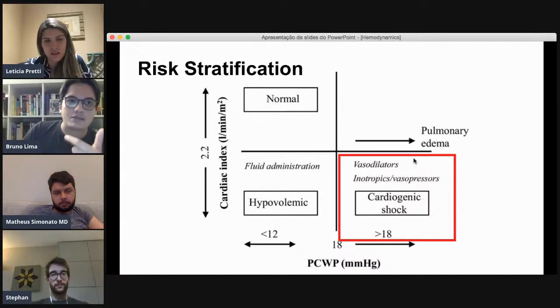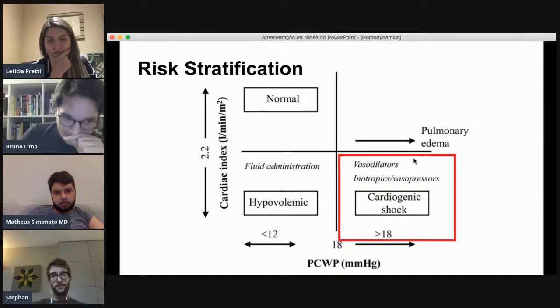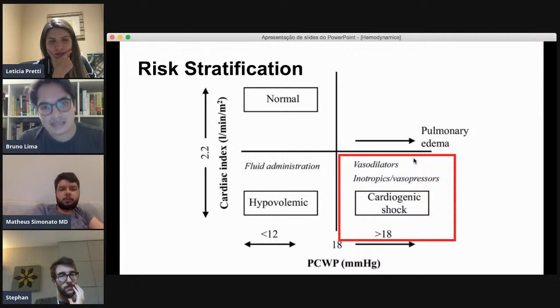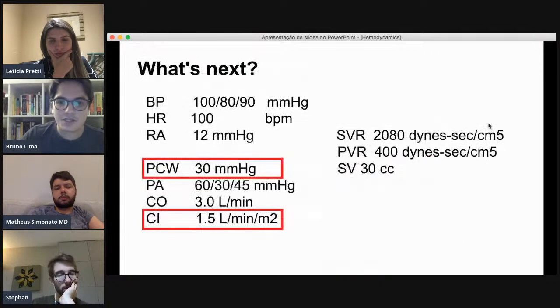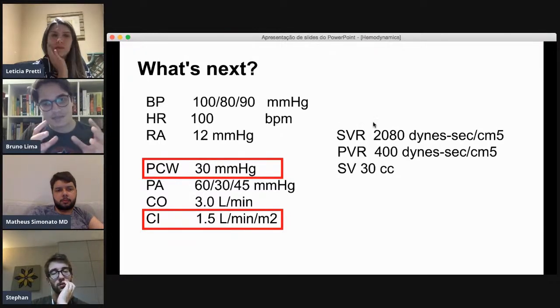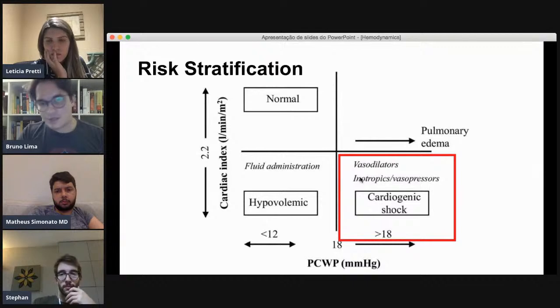So milrinone is great because milrinone doesn't act on the beta receptor; it acts downstream, and it increases the amount of cyclic AMP. So it's downstream to the receptor. And it also causes vasodilatation, okay? So remember that the patient here has a really high systemic vascular resistance. So the heart is already weak, but at the same time, it has to overcome a huge amount of resistance. So with milrinone, you can achieve both of those things.